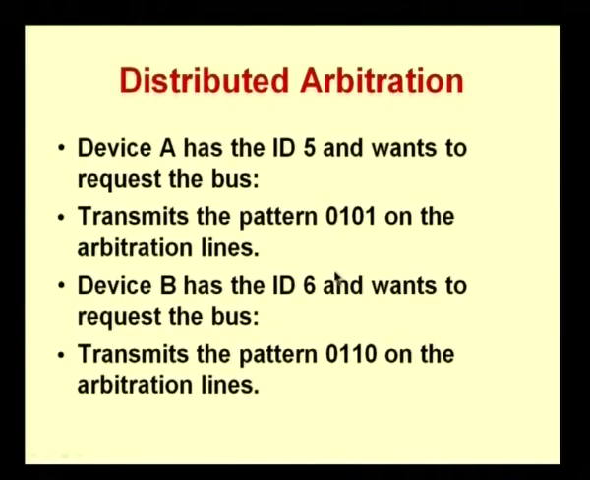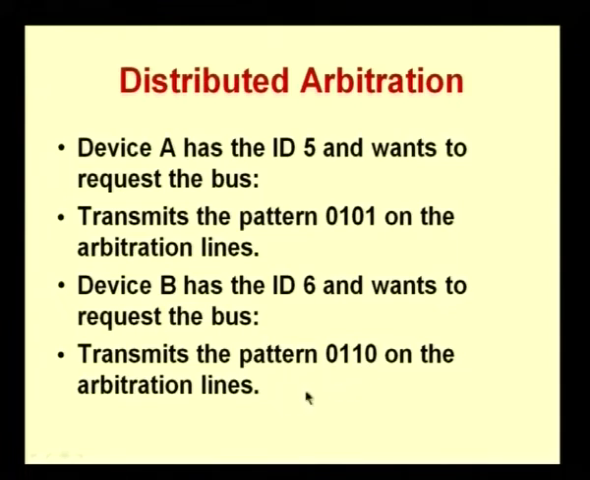Let us say we have two devices, a device A and a device B. Device A has an address ID 5, device B has an ID 6. Now, both want to request access to the bus. So, what is it that they will do? Both will assert the bus arbitration signal and put out their corresponding patterns. Device A will transmit the pattern 0101 on the arbitration lines, device B will transmit the pattern 0110 on the arbitration lines.